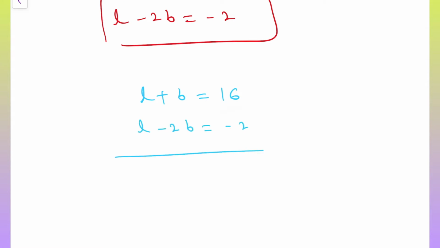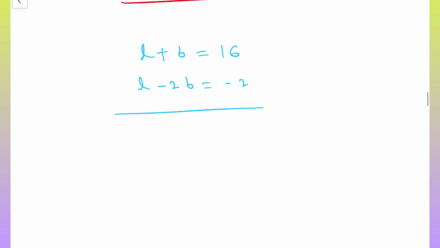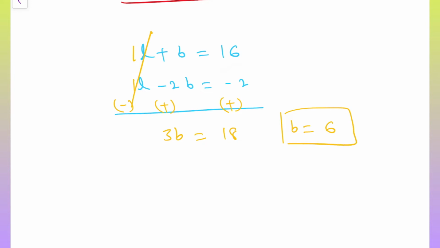Now here again the L coefficients are the same, so no need of any multiplication. Now I am doing subtraction again, so plus becomes minus, minus becomes plus, minus becomes plus. L cancels, B plus 2B is 3B equals 16 plus 2, 18. 3B equals 18, then what will be the B value? It is 6. So breadth we got as 6 meters.